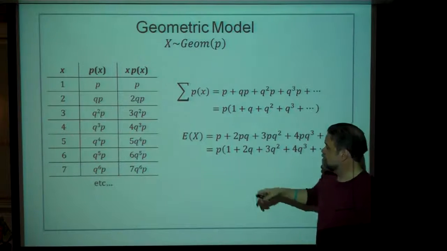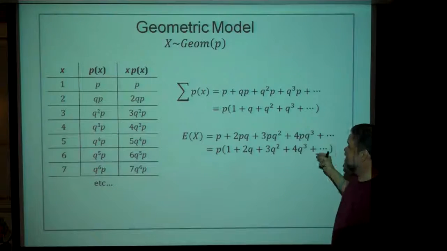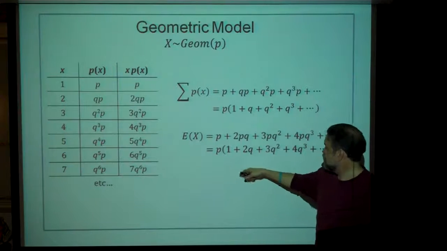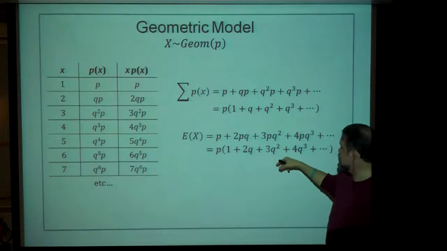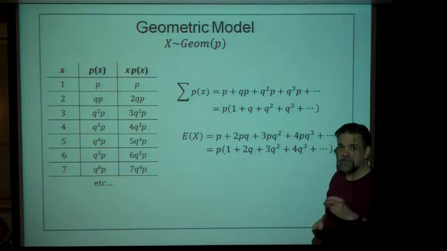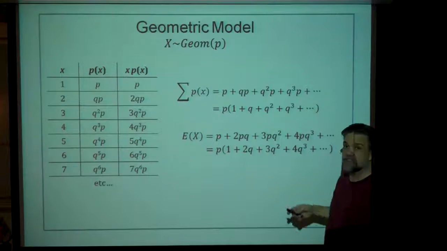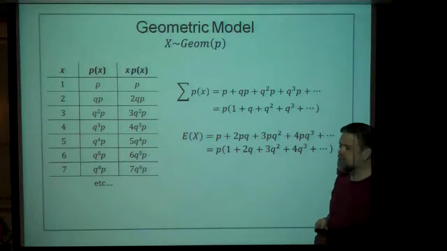My other question is, what is this? That's my expected value. Again, I can factor out a p, but I get this 1 plus 2q plus 3q squared plus 4q cubed. That does not just pop into my brain as far as what that sum is going to be. And it's an infinite sum, a sum of infinite terms. Can I even add that up? Well, the answer is, yeah, matter of fact, I can.